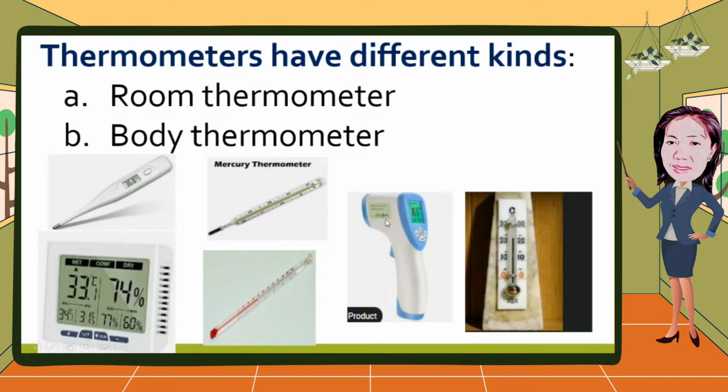This one, are you familiar with this? You can see this one in the mall. Before you can enter the mall, you can see this thermometer used to measure the temperature of the persons before they can enter the malls or any establishment. This one is another kind of environment, room temperature.